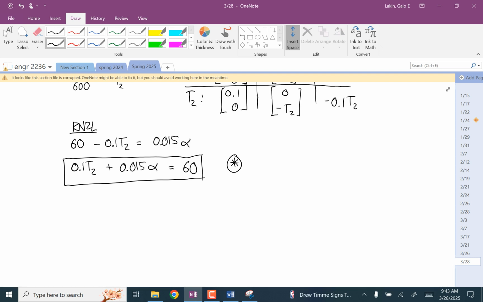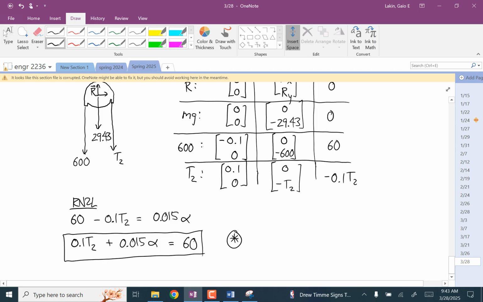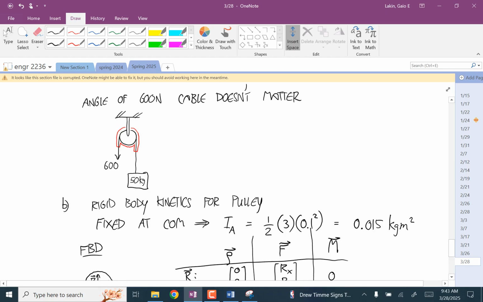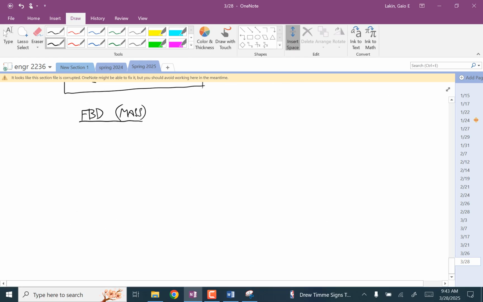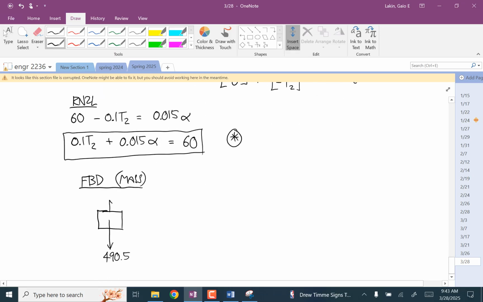So now I'm going to isolate the individual masses. I only have to do that once because we don't have a mass on the left side. So now I'm going to do a free body diagram of the mass. We have a weight force down of 50 times 9.81, 490.5, and then a force up of T2.